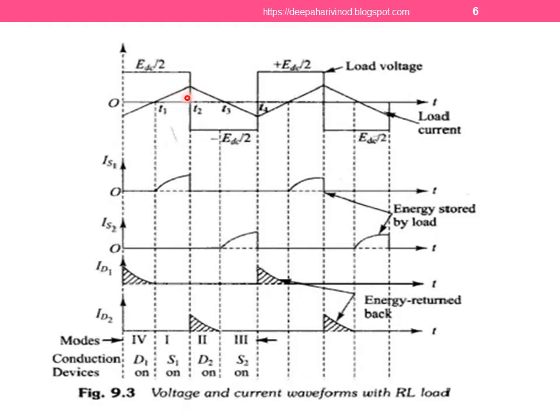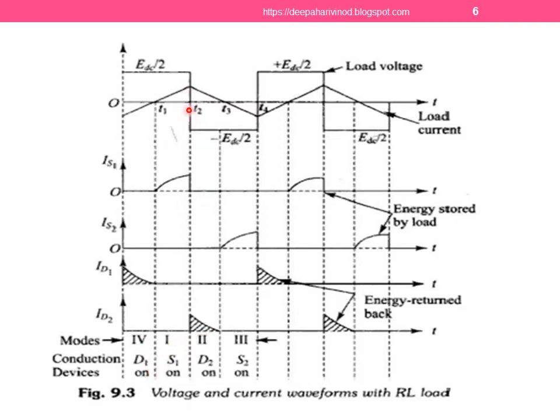At instant T2 the load current reaches the peak value, and S1 is turned off. Due to the same polarity of load voltage and load current, the energy is stored in the inductor, that is the load.